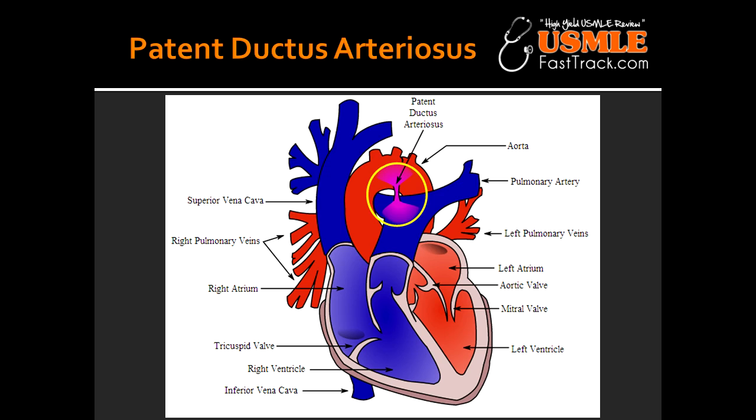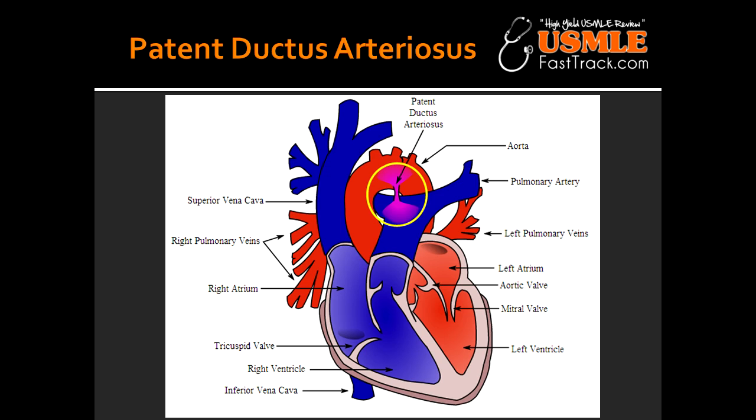What kind of murmur is heard with a patent ductus arteriosus? Patent ductus arteriosus is associated with a continuous machine-like murmur. What drugs allow you to keep the patent ductus arteriosus open? Patency is maintained by prostaglandin synthesis and low oxygen tension.